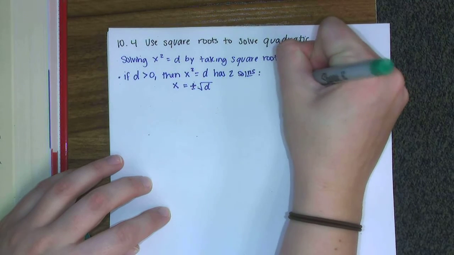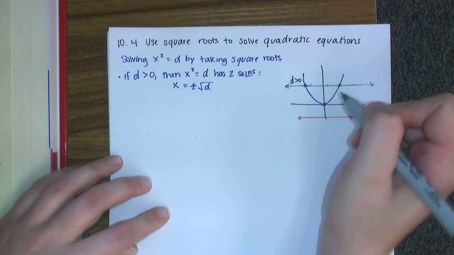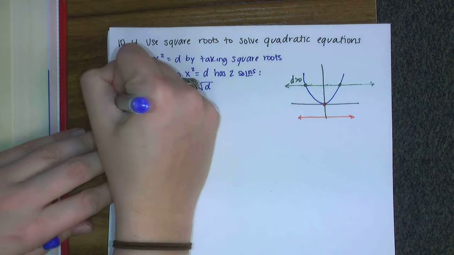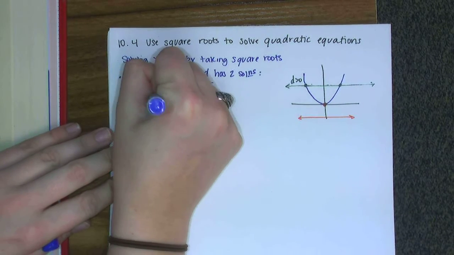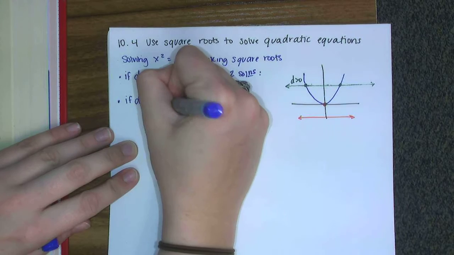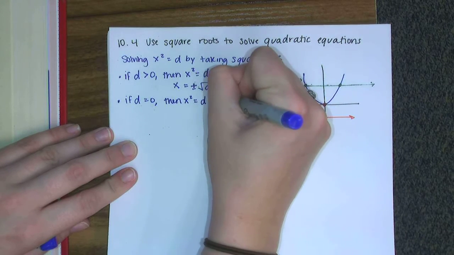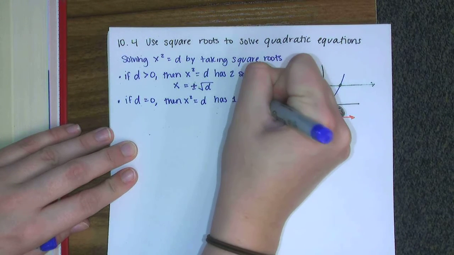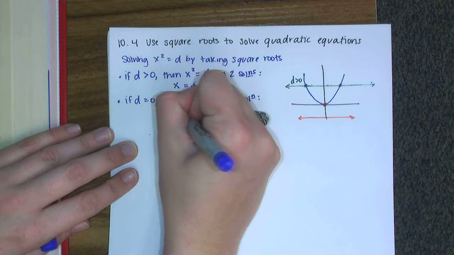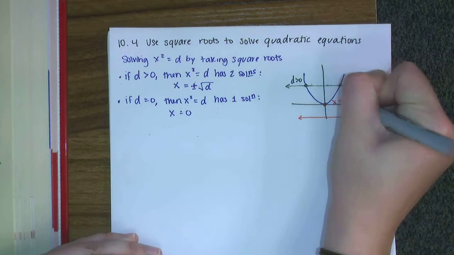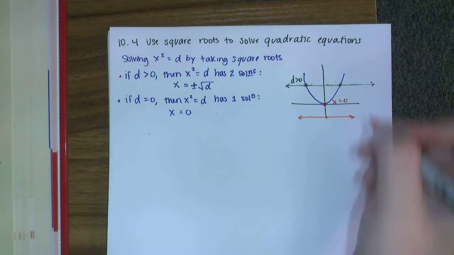The next one, if d is equal to 0, then x squared is equal to d has one solution, and that would be that x is equal to 0. So if you want to take a guess, x is equal to 0 right here. Or actually, I should say d is equal to 0, so we can stay with the thing here. D is equal to 0. Then x is equal to 0.